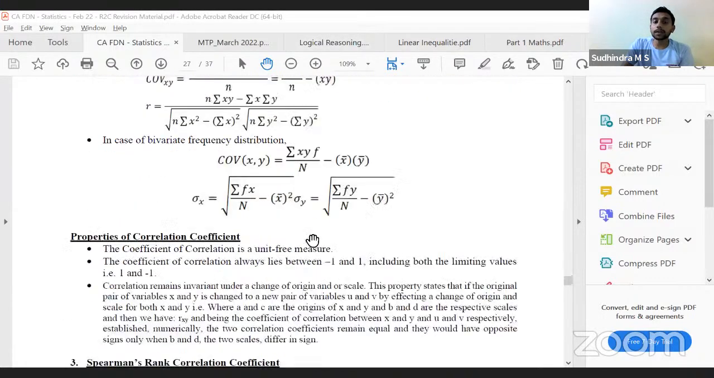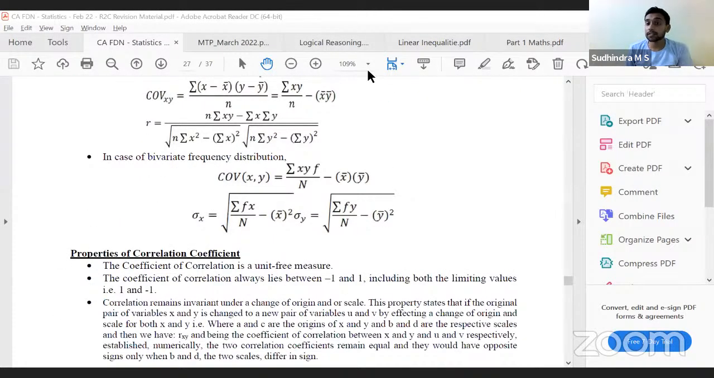What are the properties here? Properties of correlation coefficient under Karl Pearson's method: it is a unit-free measure. Whatever we have calculated is free from units, and the correlation coefficient always lies between minus 1 and plus 1. Minus 1 is perfect negative, plus 1 is perfect positive correlation. One of the important properties is that it doesn't get affected by change of origin and change of scale. However, in case of change of scale, it might get affected with regard to the sign. It might, not always. That depends on b and d, the respective scales.